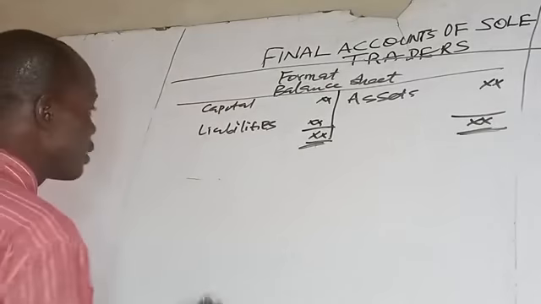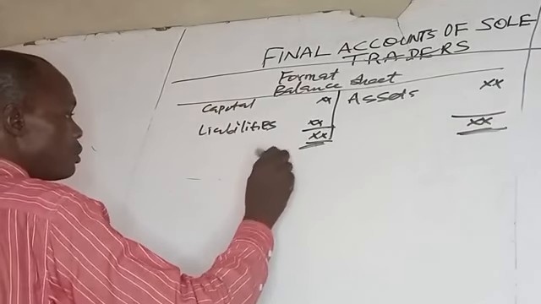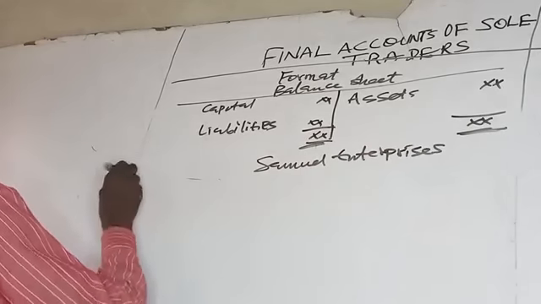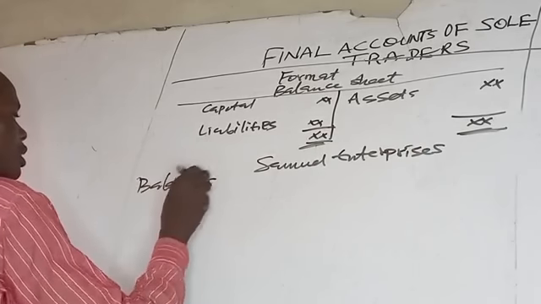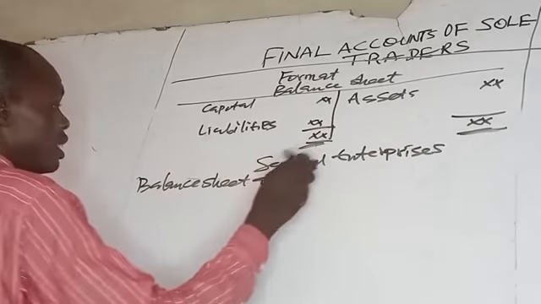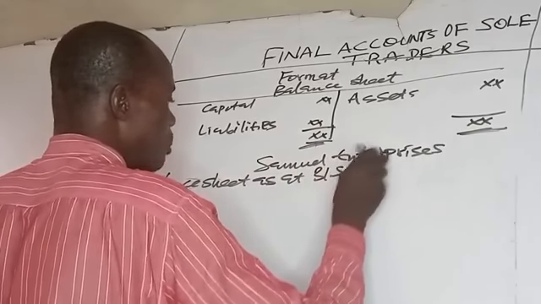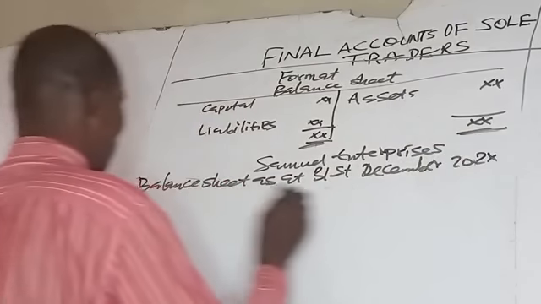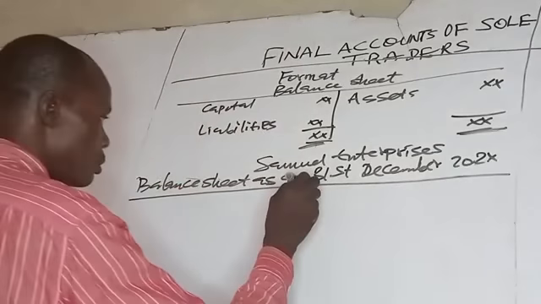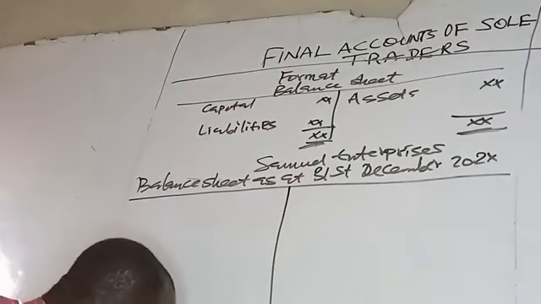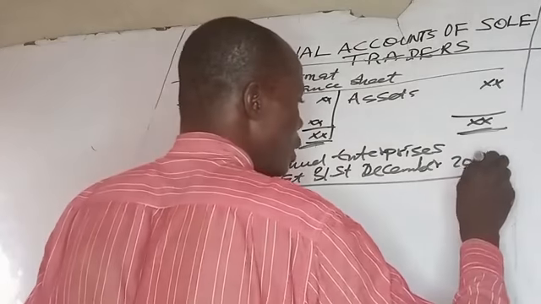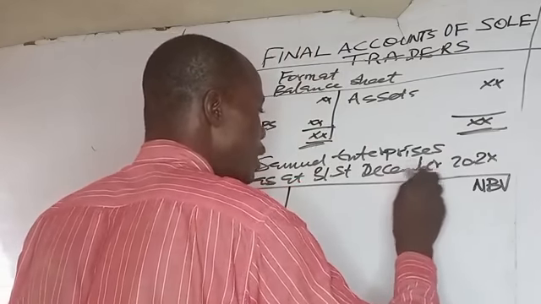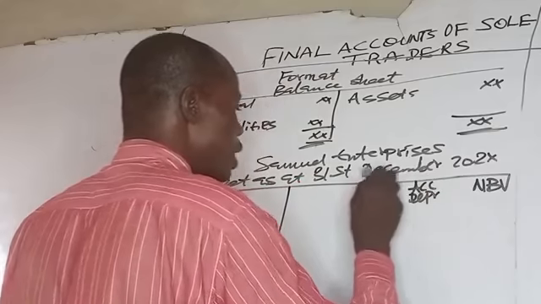Now let me give you the comprehensive format. So you can have Samuel Enterprises balance sheet as at 31st December 2022X. So you have net book value. We have the accumulated depreciation, and we also have cost.